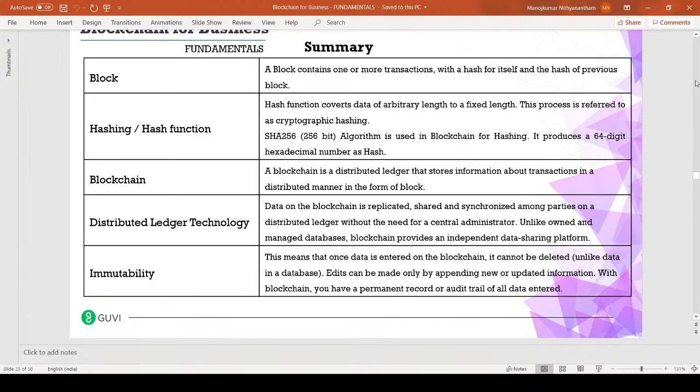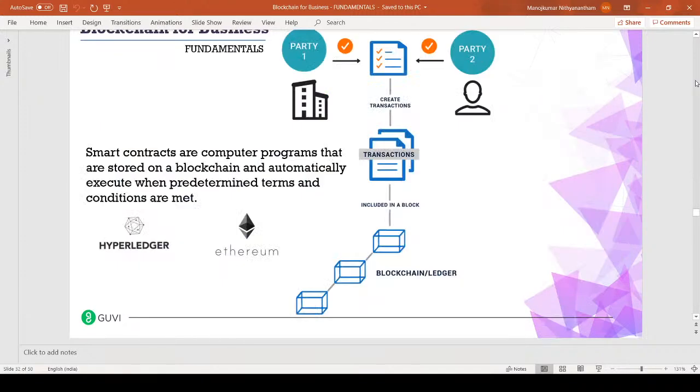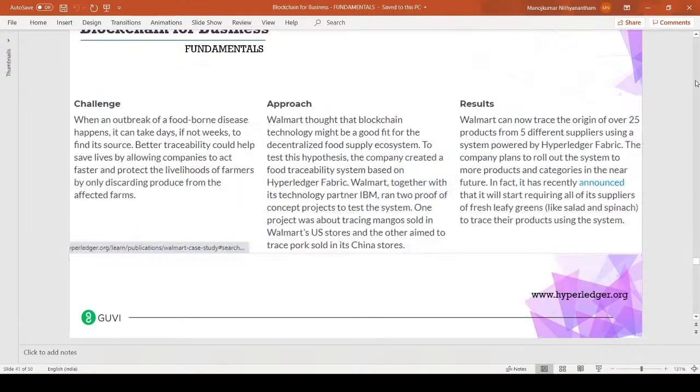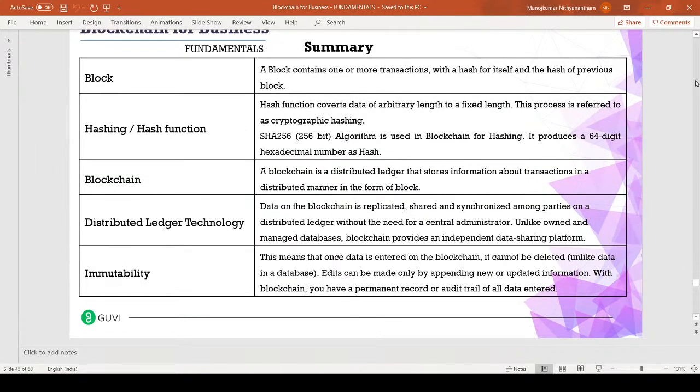All right. Now a quick recap of all the concepts that are there, for you to have a look. A block contains one or more transactions with a hash for itself and the hash of the previous block. A hash function converts data of arbitrary length, in the sense of any length, to a fixed length. This process is referred to as cryptographic hashing. The SHA-256 algorithm is used in blockchain for hashing.